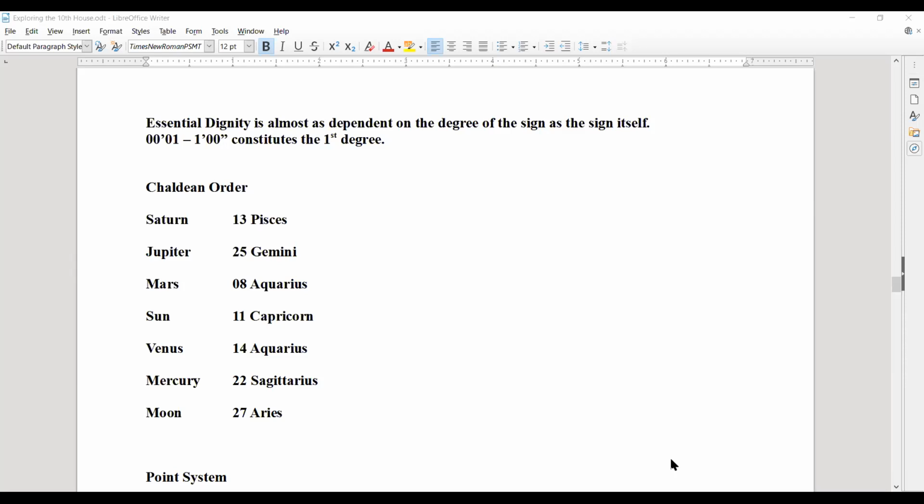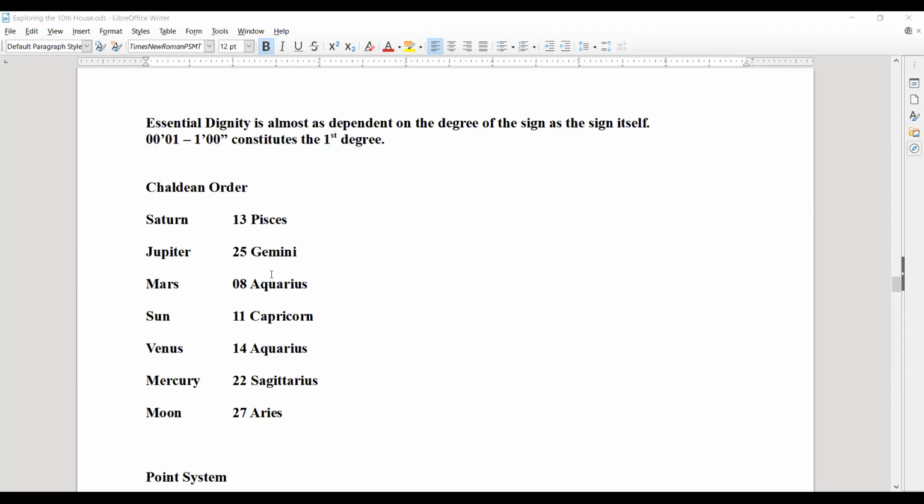The 5 dignities are domicile, exaltation, triplicity, term, and face. So I want you to do what I've done here and put the degrees. And then we're going to see the point system, and you'll see it again, Anna.